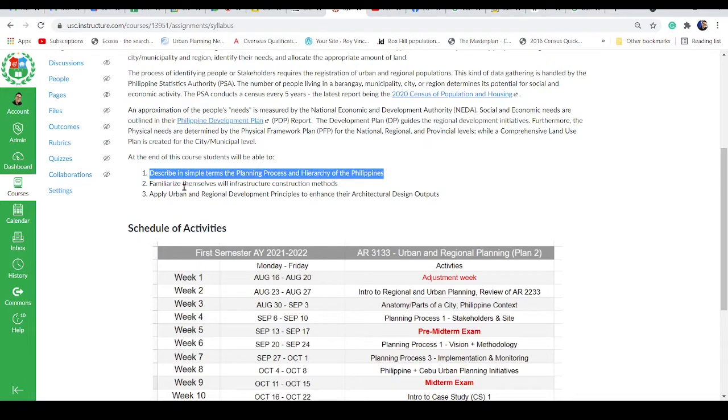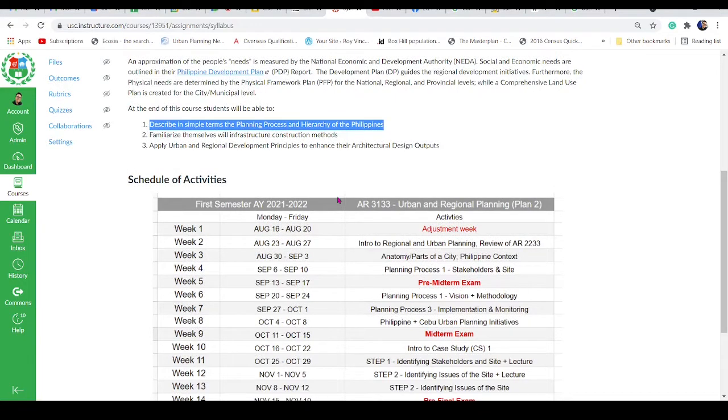And then you will familiarize yourself with infrastructure construction methods. So how are the streets built, etc. Just some basic processes, so you won't be completely unaware. That's especially important in Cebu, because our infrastructure is really at maximum capacity, and you can feel that even during the pandemic we still have traffic congestion. That's why we have a third bridge coming.